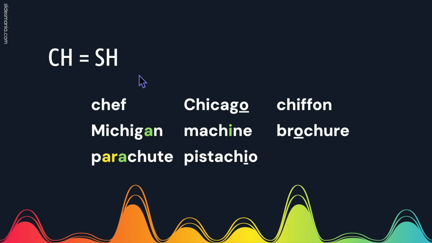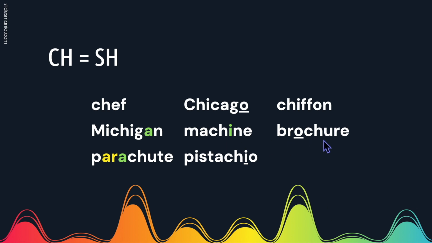In these words, CH will sound like sh. This usually happens in words that we got from French. Chef. A chef is a fancy cook. Chicago. That's a city in the United States. Chiffon. That's a type of fabric. Michigan. Note that this A schwas. Michigan is a state in the United States. In this word, the I is going to sound like a long E.